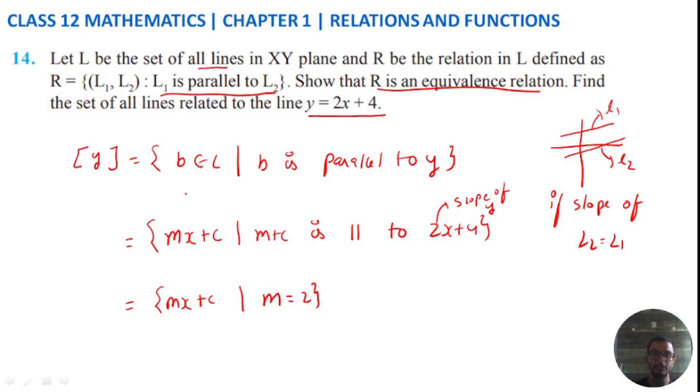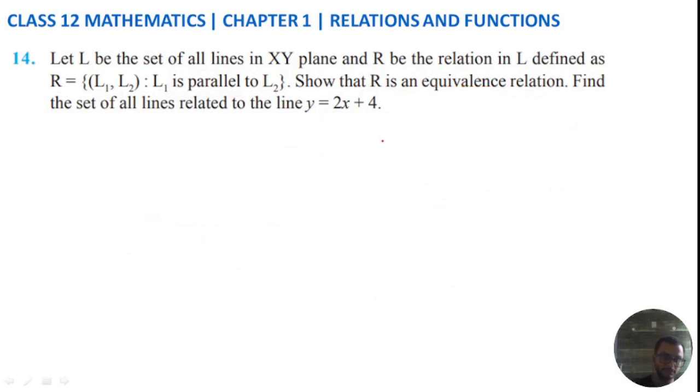So we are done, right? What elements are related to y? It will contain all lines of the form mx plus c such that m equals 2, and c is any constant. You can write it here also, where c is a constant in R. Okay, so we are done, right? We have shown the equivalence class of y. So let's move to the next question.